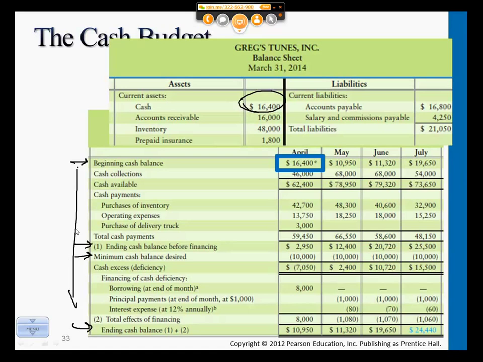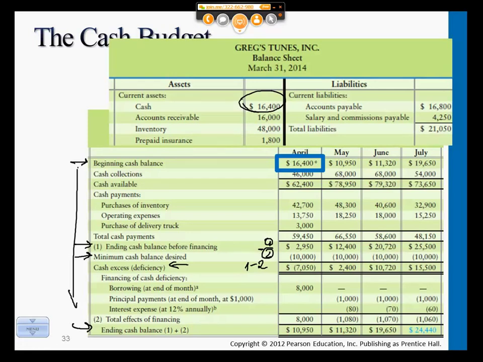What does it mean? Our ending cash balance is 2,950, and then we have minimum cash balance desired of $10,000. It means that we're falling short of $7,050, right? What is required? So cash excess or deficiency is right here. This is the number which you did here. You took this number, and then you subtracted the second number, right? So this is 1 minus 2, okay? That's your $7,050. That's your deficiency.